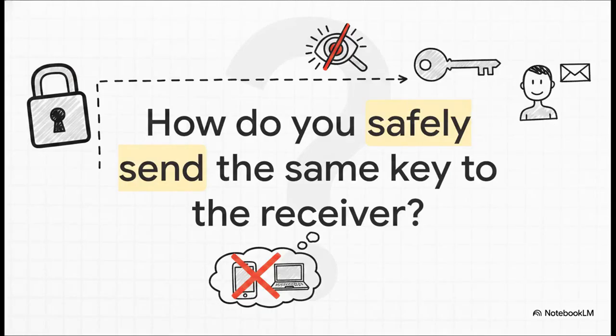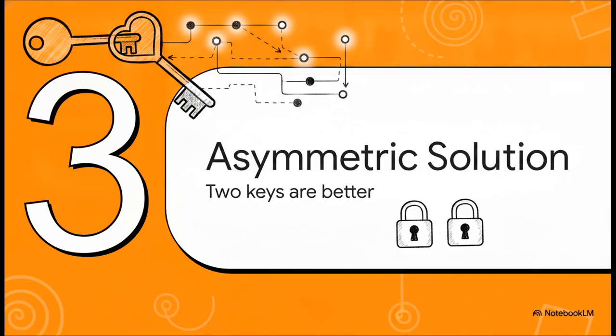But wait, there is a pretty fatal flaw here. If the exact same key locks and unlocks the box, how on earth do you safely send that key to the receiver? If you just email or text the key, an eavesdropper could intercept it, and if they have your key, they can read all your encrypted data. This is what we call the key distribution problem, and it's the biggest headache when it comes to symmetric encryption. So, how did computer scientists solve this? They had to get incredibly clever.